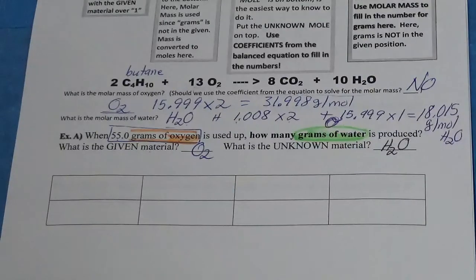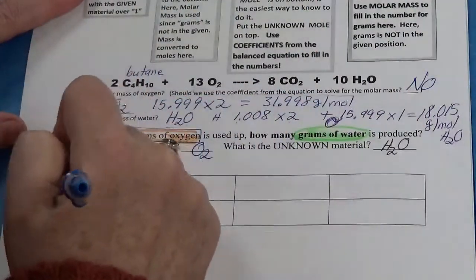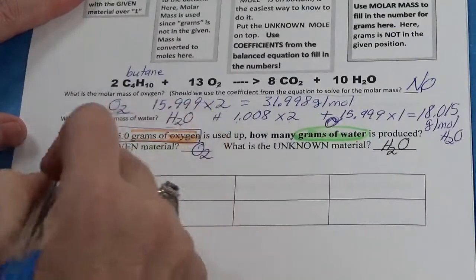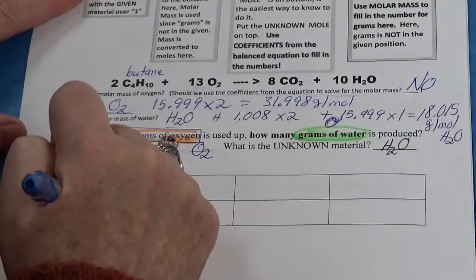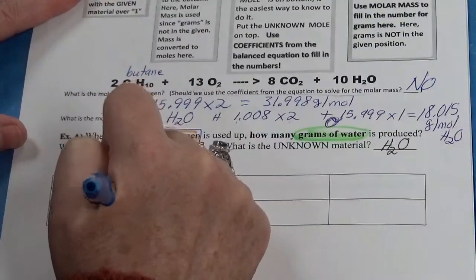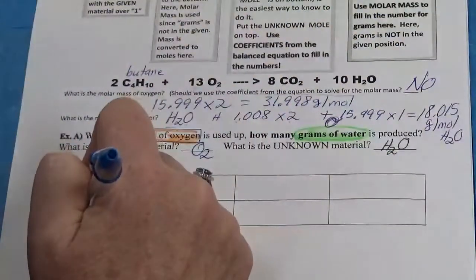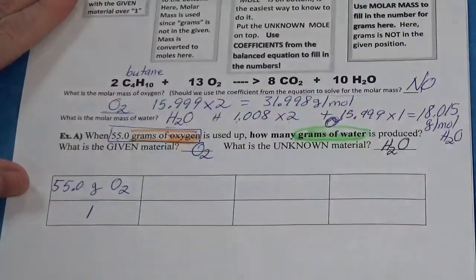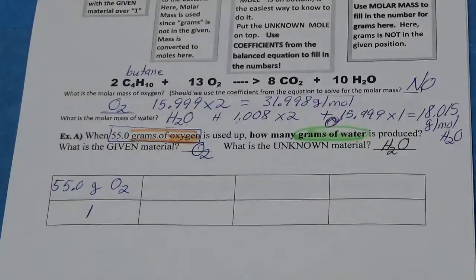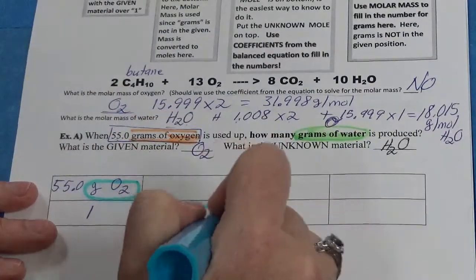Okay, we've got our molar masses ready to go. We'll start setting up the question. So 55 grams of oxygen. We put the number, the unit, and what it is. And for the given, of course, we put it over 1. We always put it over 1. Do we want grams of oxygen in our question? No. So grams of oxygen gets copied down here.